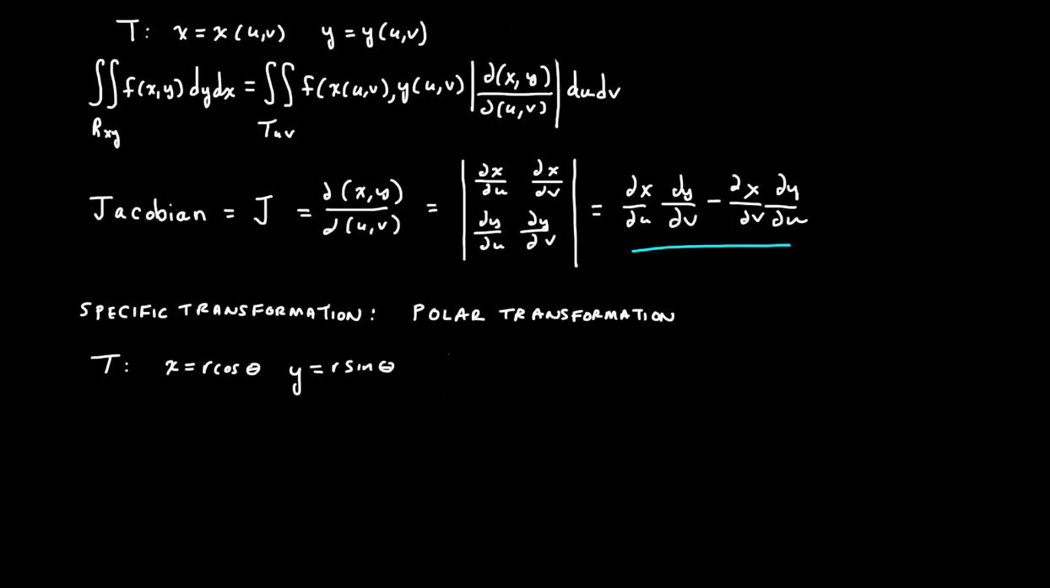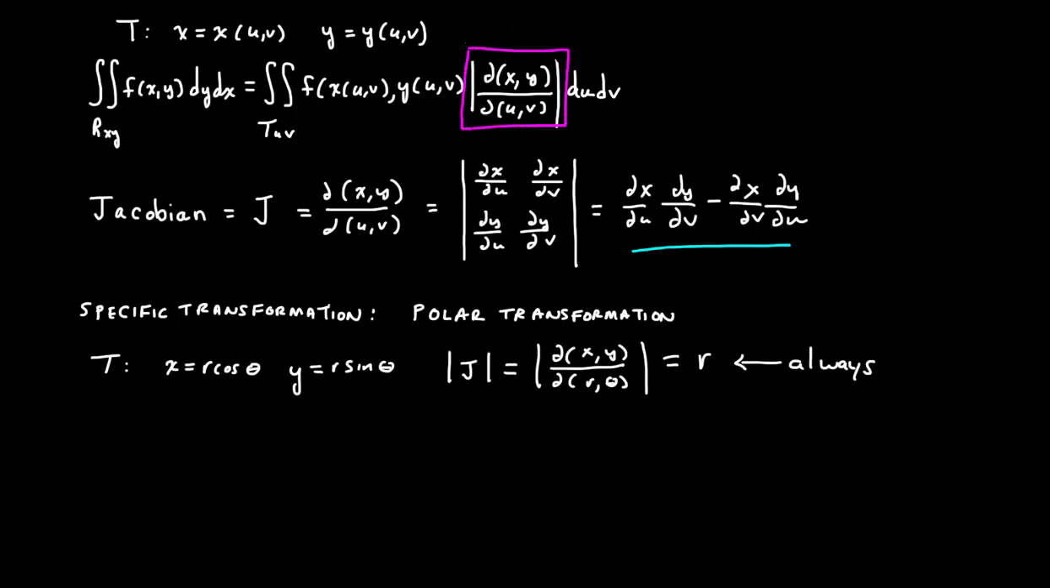In this case, the absolute value of the Jacobian is the absolute value of this operation, partial xy over partial r theta, and we're going to show that that comes out to be r, and that's always the case under the polar transformation, and we will prove that before the lesson is done. Now, I'd like you to think of this absolute value of the Jacobian as a converter, something that links a set of variables into another set of variables.